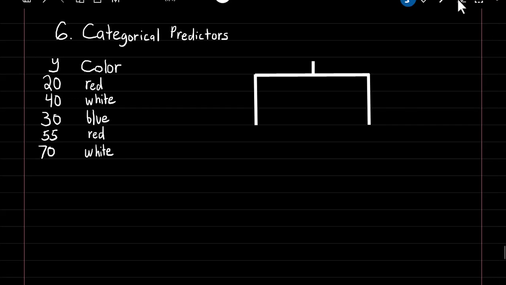And then finally, how do we use categorical predictors? You don't have to create dummy variables like you would for linear regression with decision trees. That's another great thing about decision trees, that they're so easy to use because you don't have to do really any data preprocessing. So if we want to make a split based off the color, we ultimately have three choices: red, white, and blue. So our possible splits are going to be, is color equal to red? Is color equal to blue? Or is color equal to white?